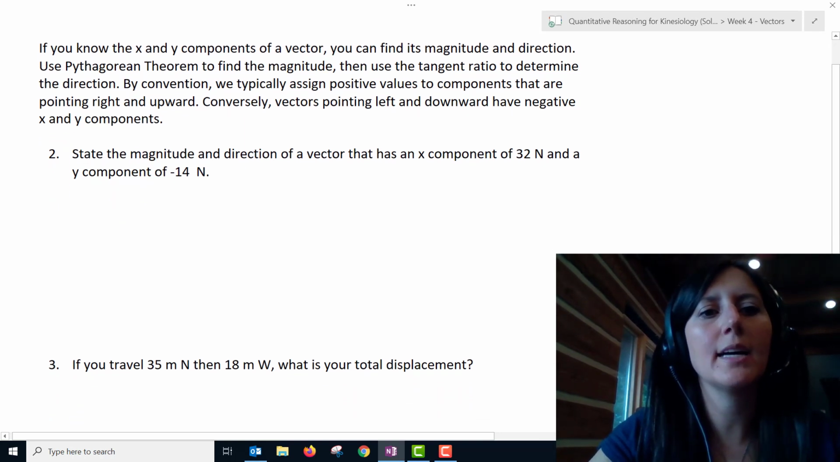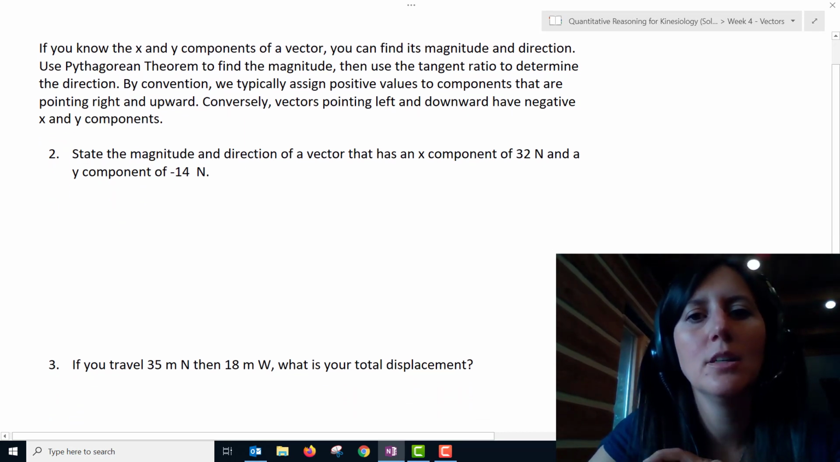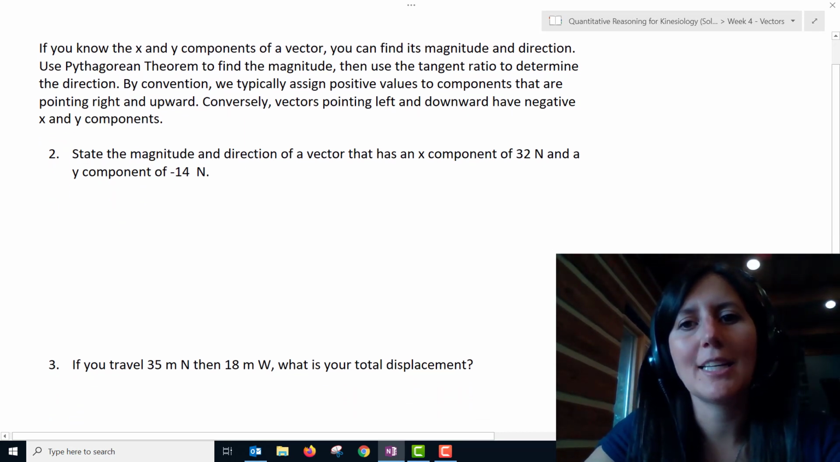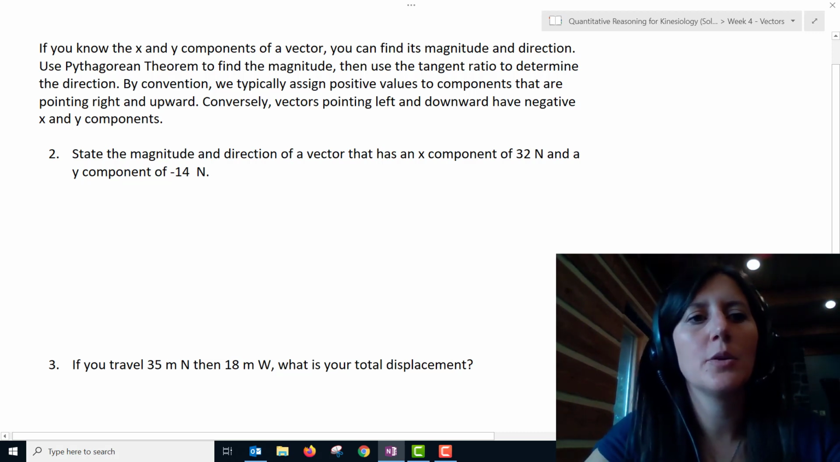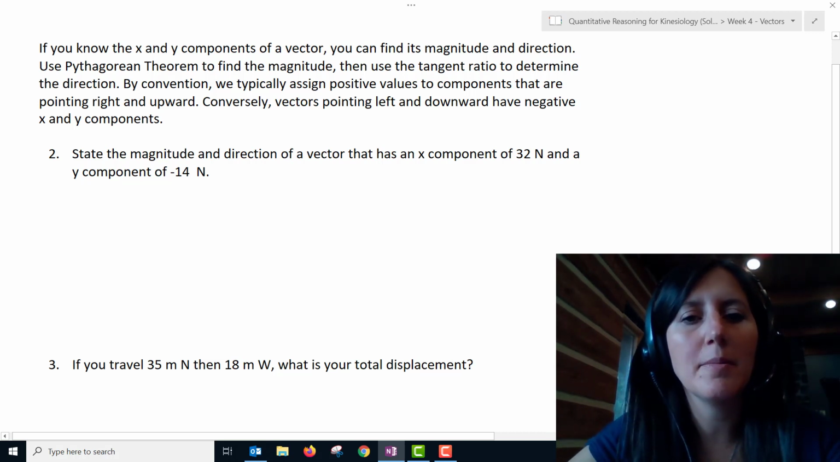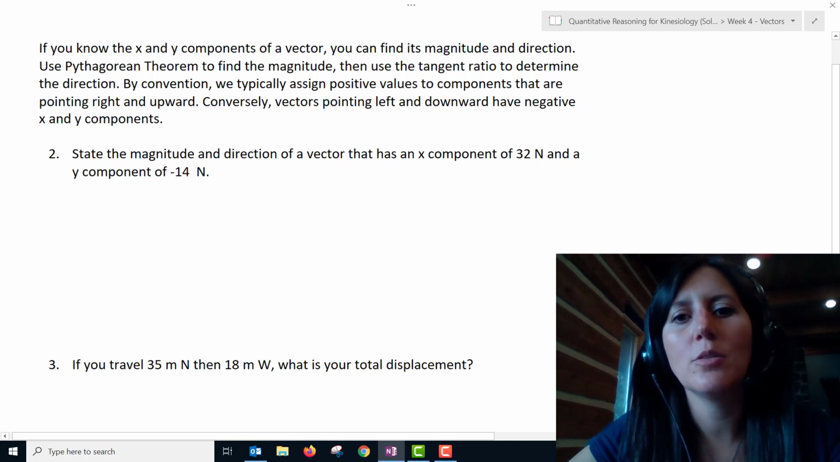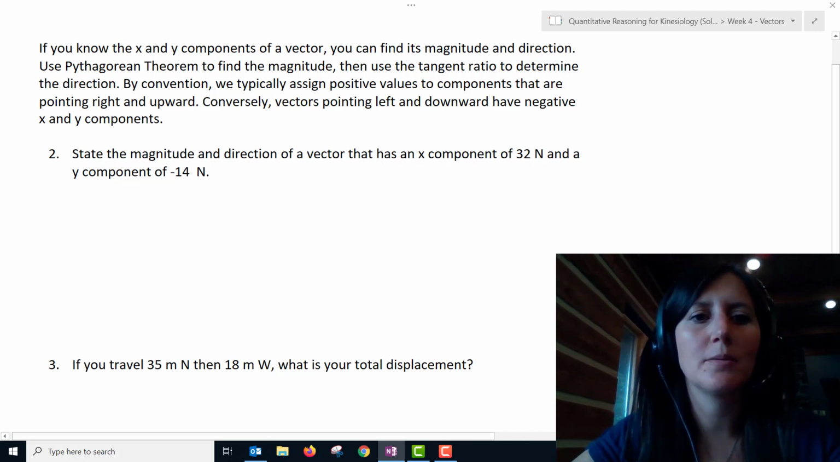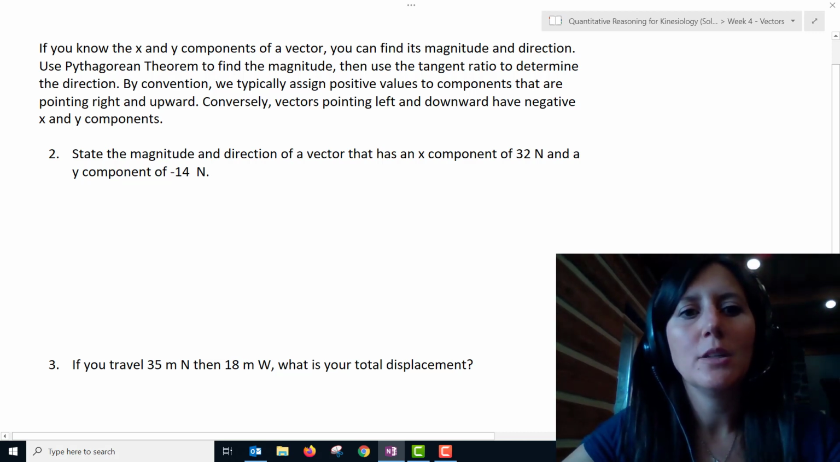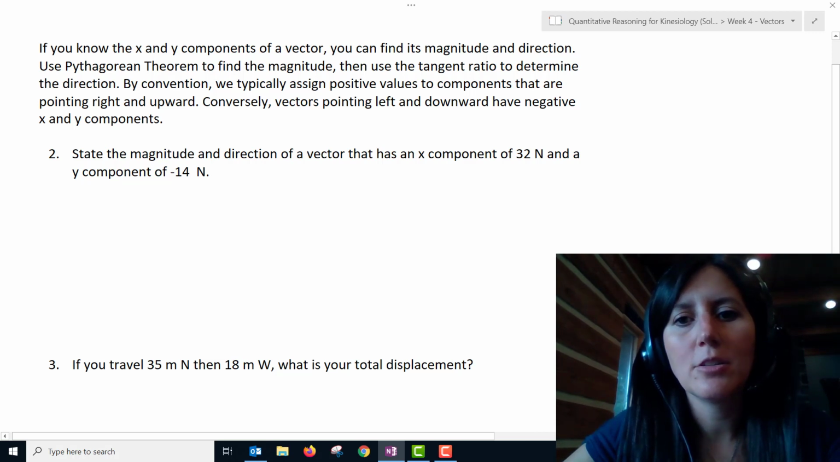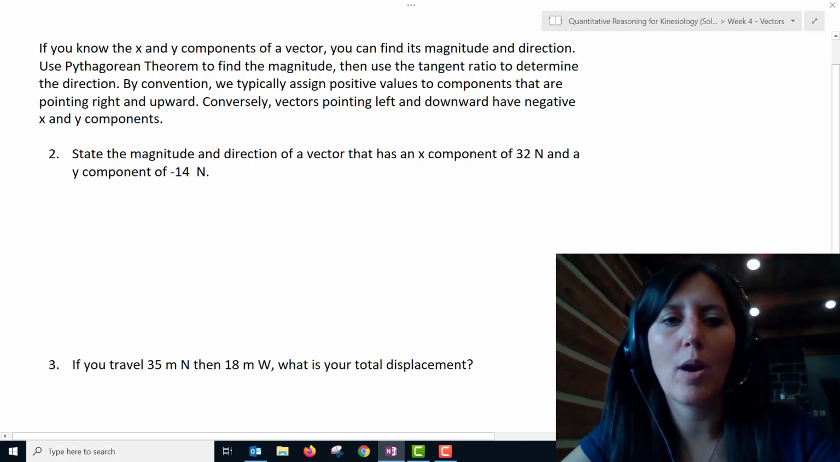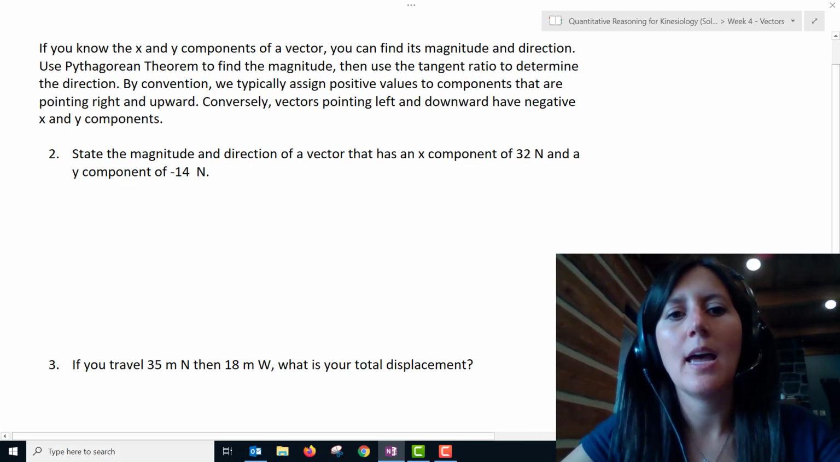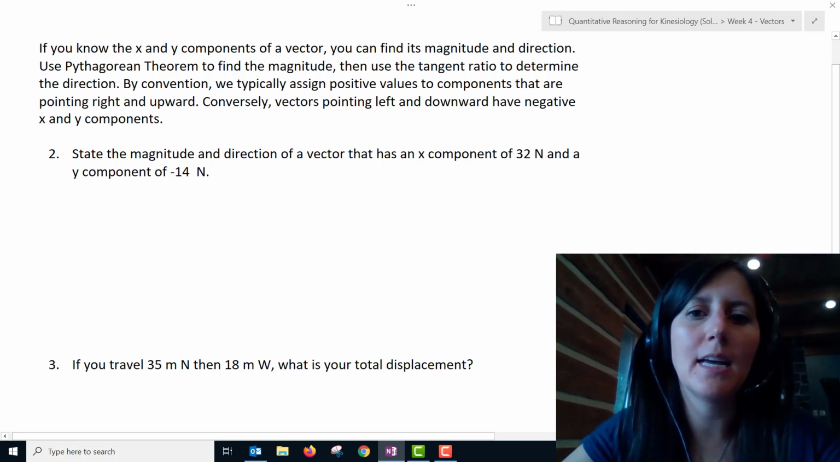So if you know the x and the y components of a vector, you can then find its magnitude and direction. So we're going to use Pythagorean Theorem to find the magnitude, and then we're going to use tan theta equals opposite over adjacent, which is the tangent ratio, to determine the direction. By convention, we typically assign positive values to components that are pointing to the right and upwards, and vectors that are pointing to the left and downward would therefore be negative.